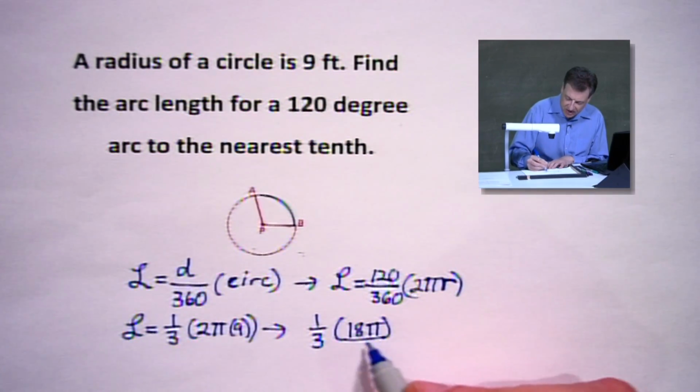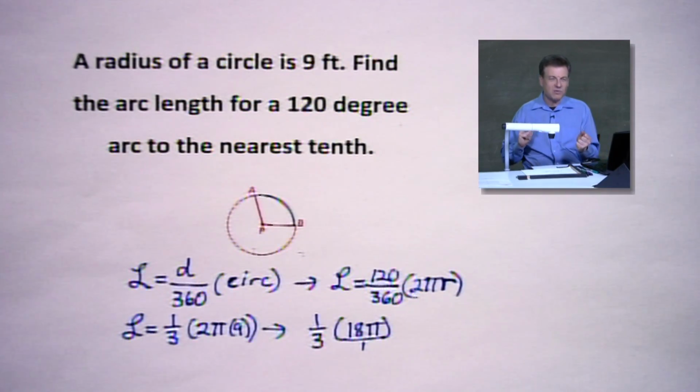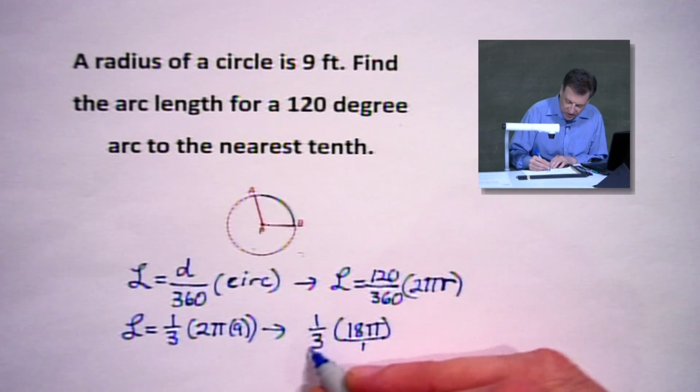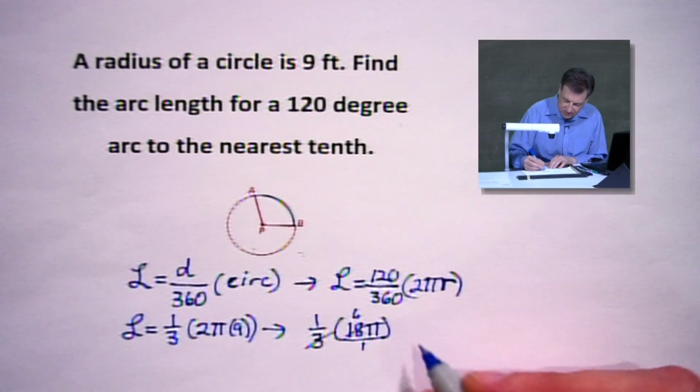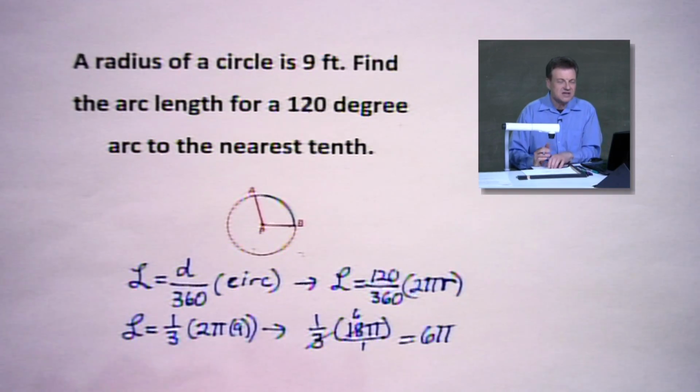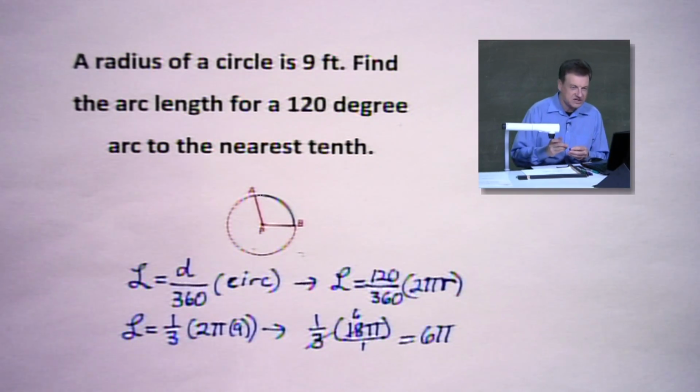Good old fraction time. Those of you who are taking fractions in 4th and 5th grade wonder, am I ever going to use them again? Oh, you're going to use them all over the place. This is for the geometry moment. 3 will divide into 18. It'll go 6 times. And we have 6 pi, which is kind of nice. But you know what? I asked you to bring this to the nearest tenth. So let's go to the graphing calculator here a moment and see what it tells us.